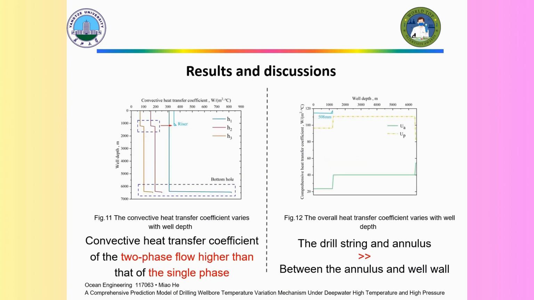Results and discussions. Figure 11, the convective heat transfer coefficient varies with well depths. The convective heat transfer coefficient of the two-phase flow is higher than that of the single phase. Figure 12, the overall heat transfer coefficient varies with well depths, for the drill string and annulus, and between the annulus and well wall.